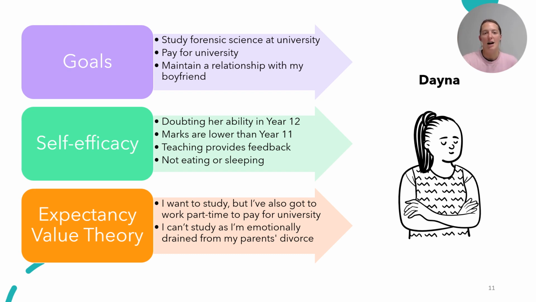And then I think it's really good using the expectancy value theory to understand her decision process with all of this going on. I want to study, but I also have to work part-time to pay for uni. Okay, I can't study as I'm emotionally drained from my parents' divorce. So we can clearly see this theory and equation shows how her motivation can decrease.